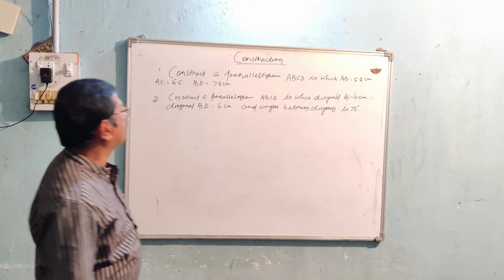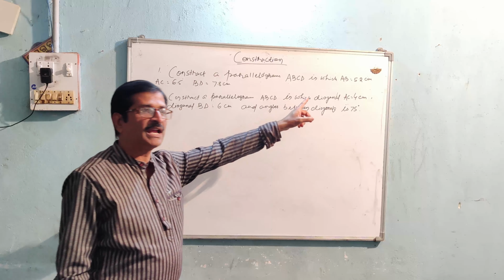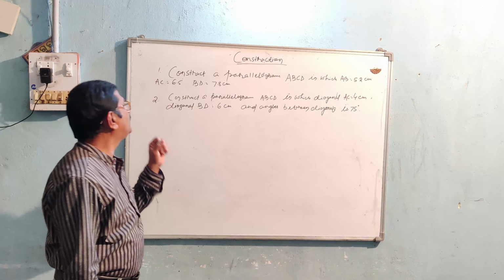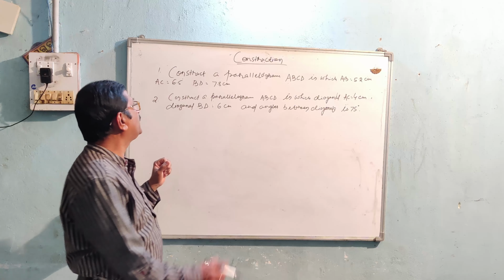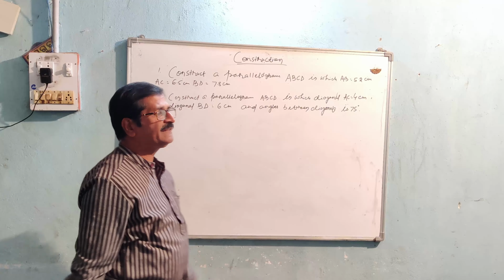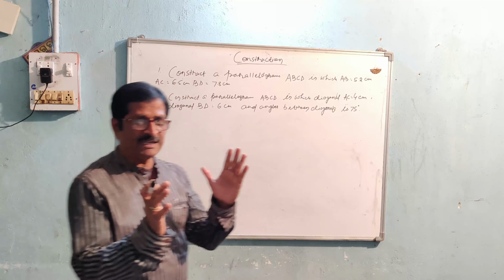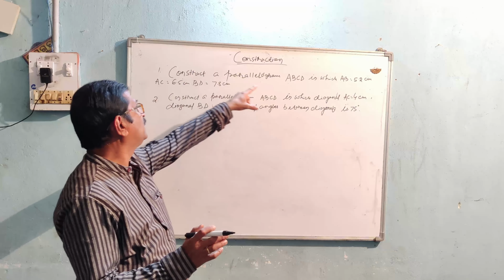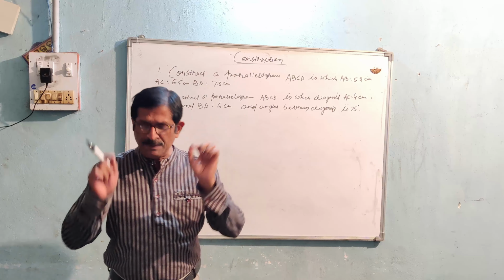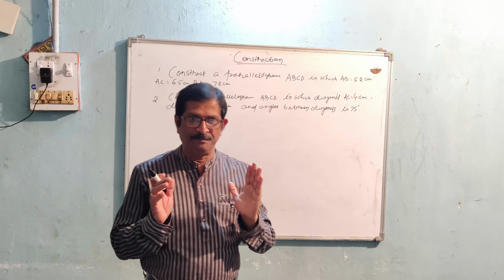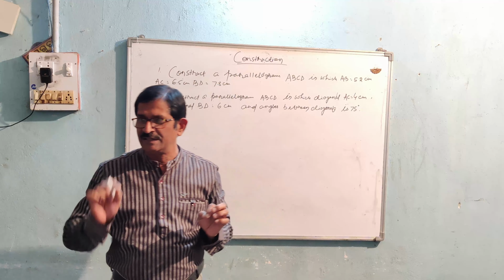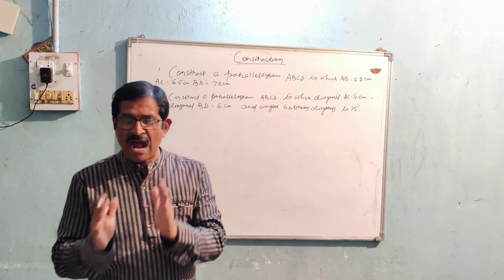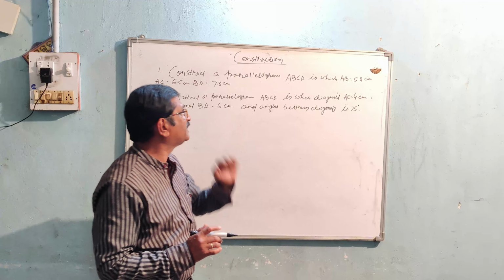In the first question, you see, construct a parallelogram ABCD in which AB is 5.2 cm, AC is 6.5 cm, and BD is 7.8 cm. So one thing, before going to construction, whenever the name of that parallelogram has already been given to you, simply draw a sketch diagram. You first name it, and thereafter you see which information has been given to you and how you can start the construction.